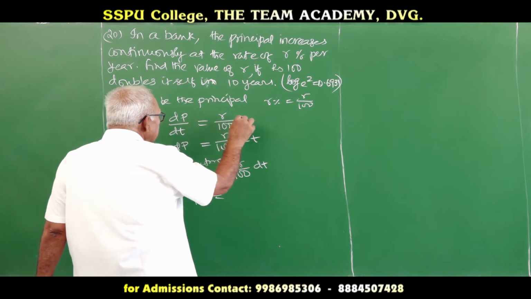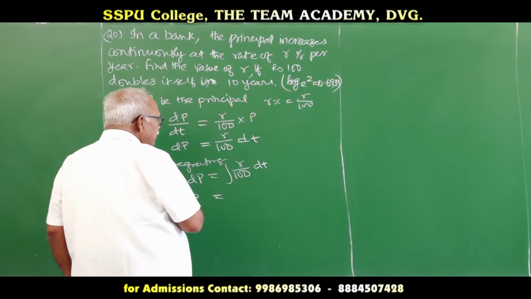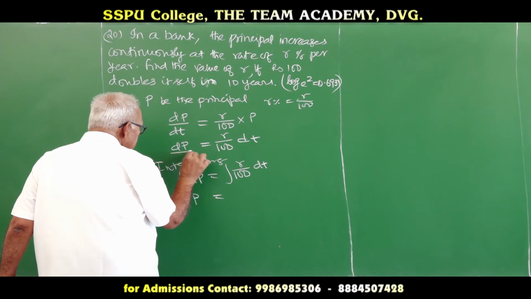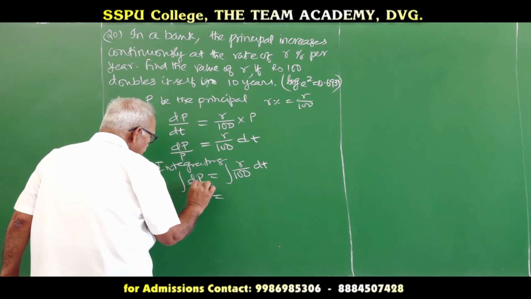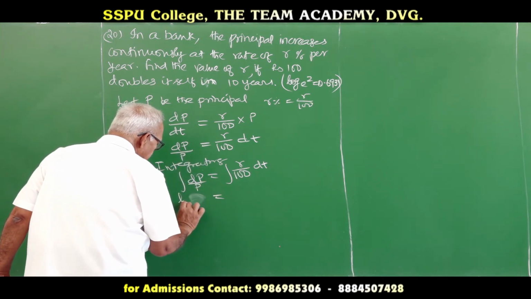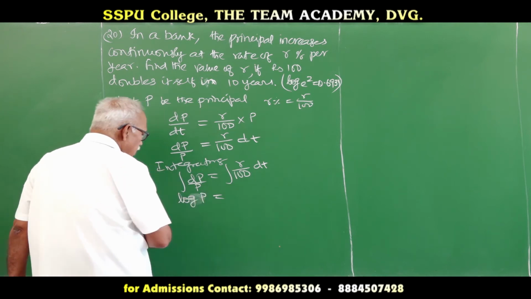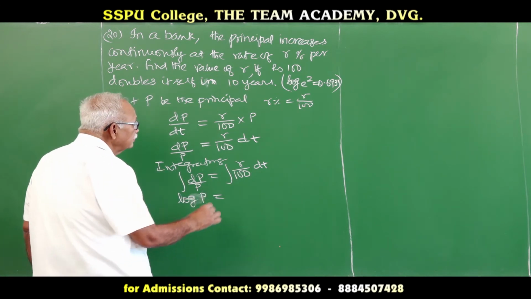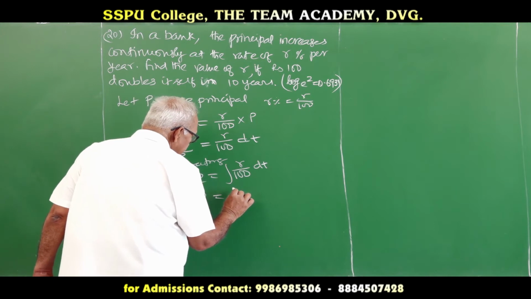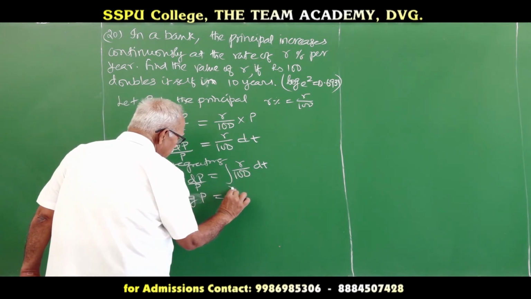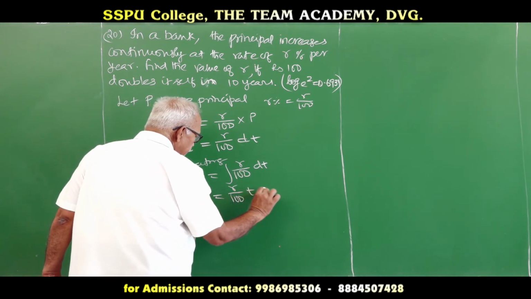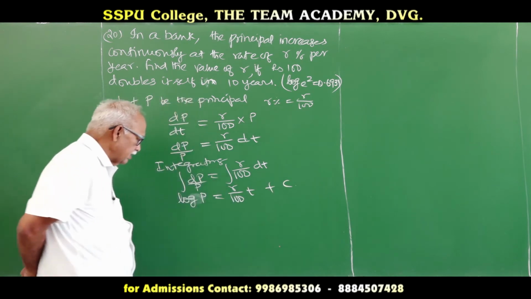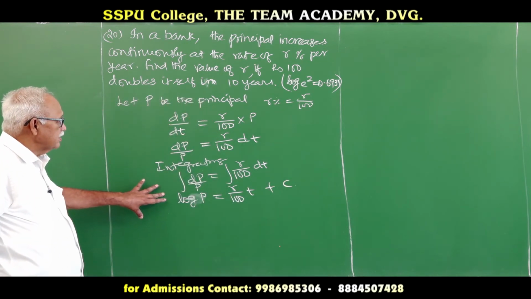So r% per year means here we have to take r by 100 multiplied by p. So this becomes dp by p, and we get log p is equal to r by 100 into t plus a constant c. So this is the differential equation.